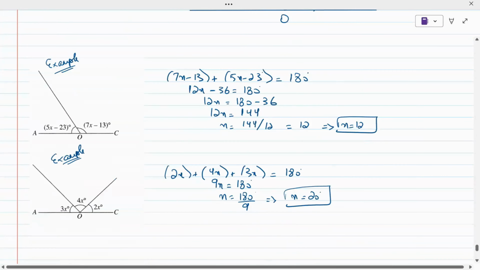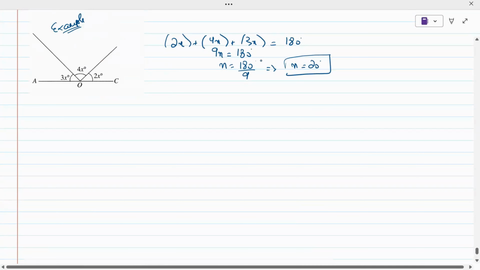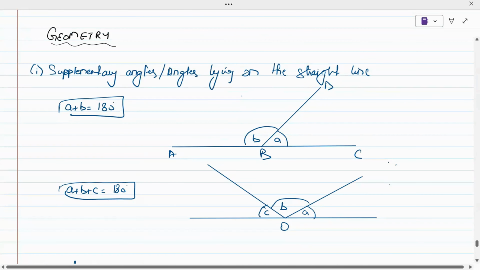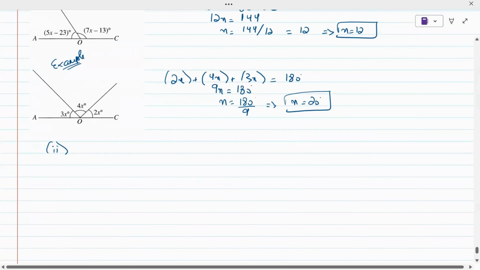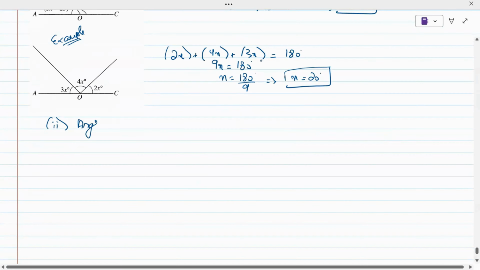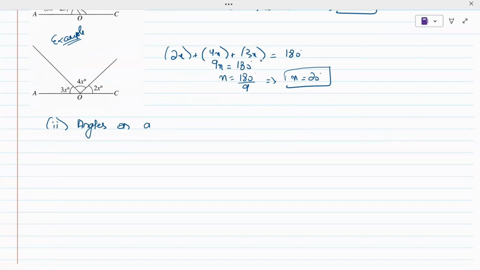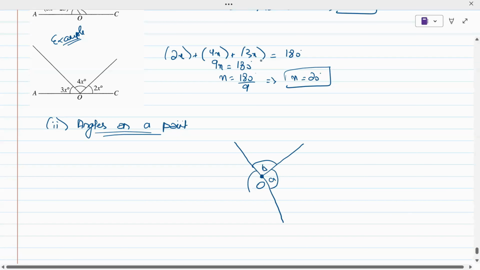Moving onwards, the second property about geometry to be remembered is, here it was angles lying on a straight line. Now the second thing is angles on a point. On a point means now we are not talking about the straight line. Now we are talking about one single point. And the idea is, if you have one single point O, and you have multiple angles originating from this point O. So let's suppose we have three different angles. This is angle A, this is B, and this one is C.